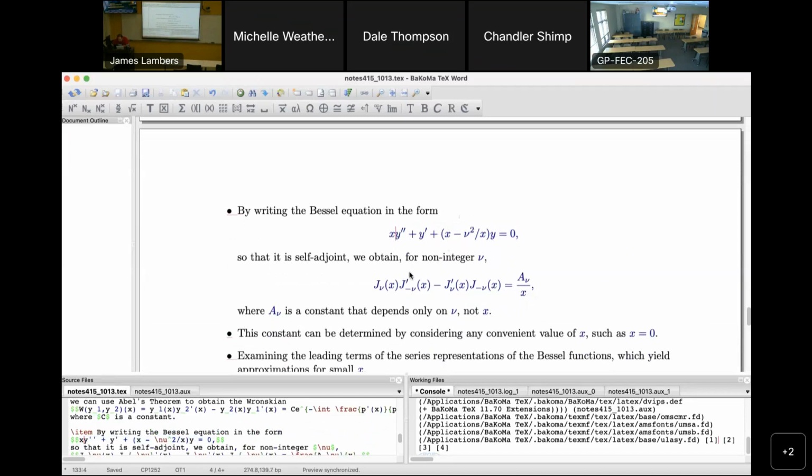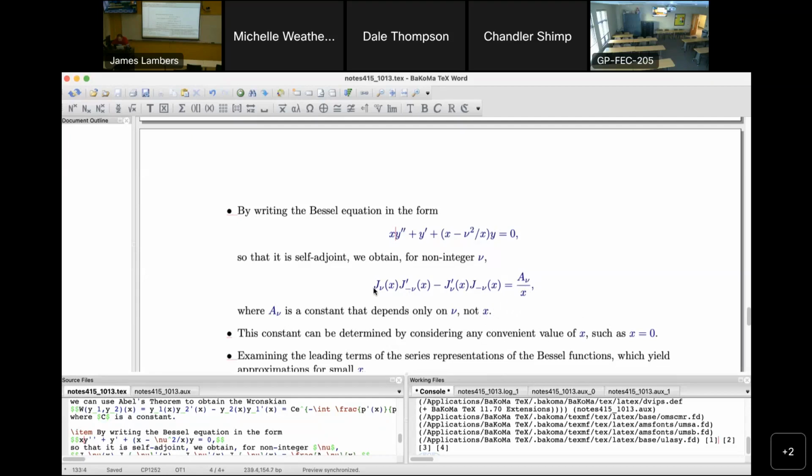When it happens, for the non-integer case, we have two linearly independent solutions, J nu and J minus nu. So we know that the Wronskian of them is going to be some constant divided by the coefficient of y double prime, which is x. We just don't know what that constant A nu is at this point. But it depends only on the order of the Bessel function. It would not depend on x.